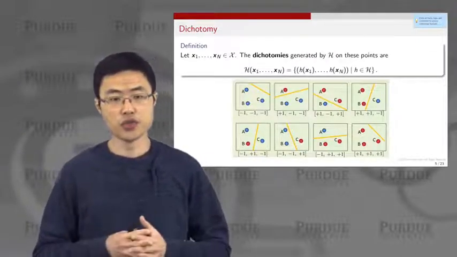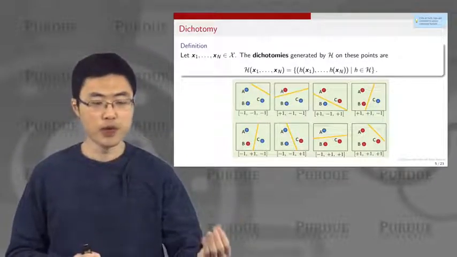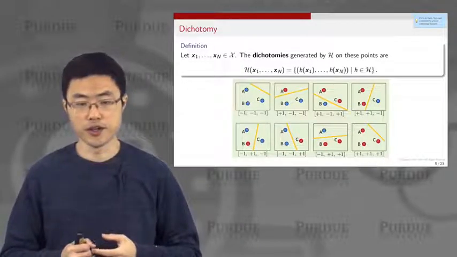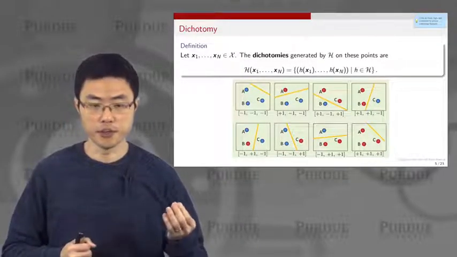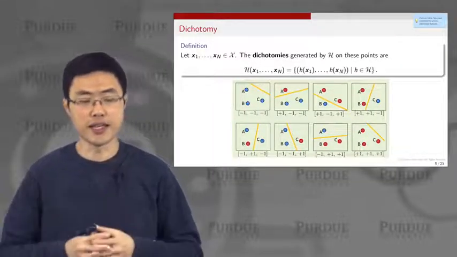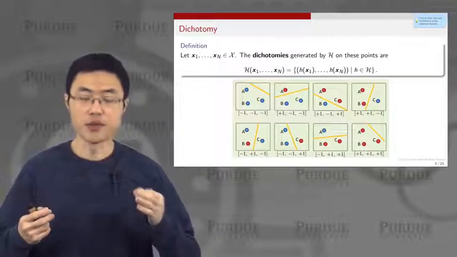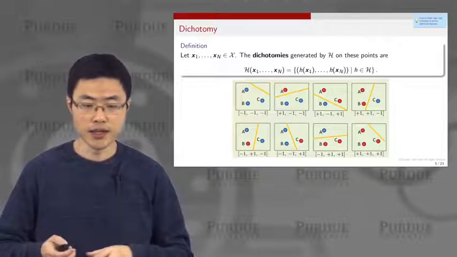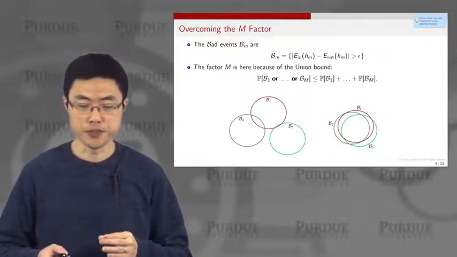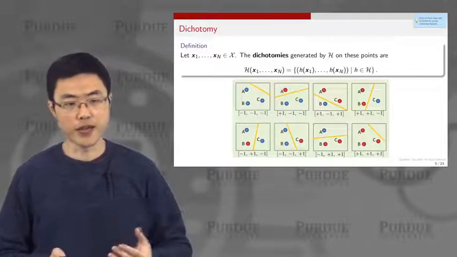So last time we introduced this concept called dichotomy, and dichotomy will help us to understand the effective number of hypotheses in the model, which can actually tell us how much overlap there are in the B's, as we have discussed here. Okay, and so let's look at the dichotomy. How do we define this dichotomy?